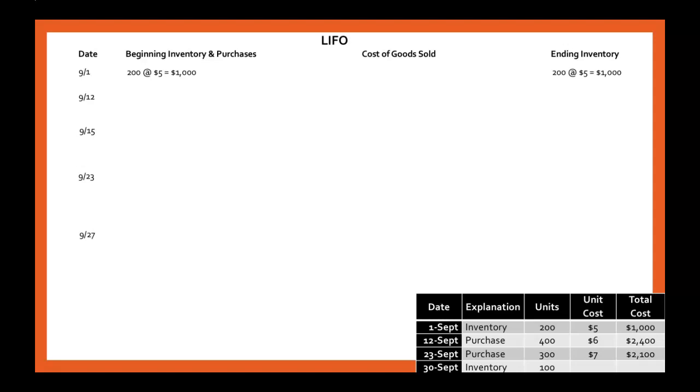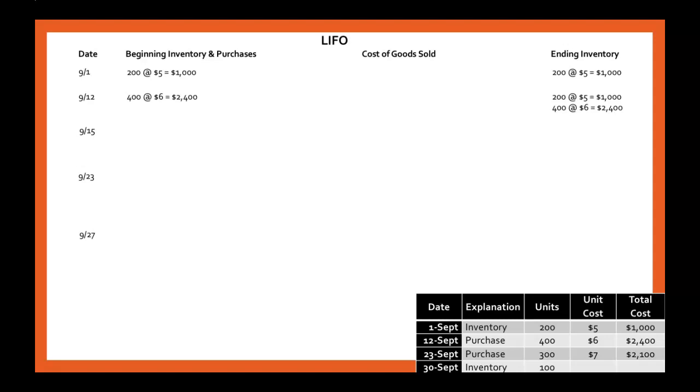On September 12th, we made a purchase of 400 units at $6 a piece. So we write that under our purchases, 400 at $6, and then our ending inventory, we still had those units at $5 a piece, but now we also have units at $6 a piece. So we write out both of those groups of inventory over in that last column. So far, it hasn't changed compared to FIFO, right? FIFO and LIFO are going to divert from each other once you make a sale.